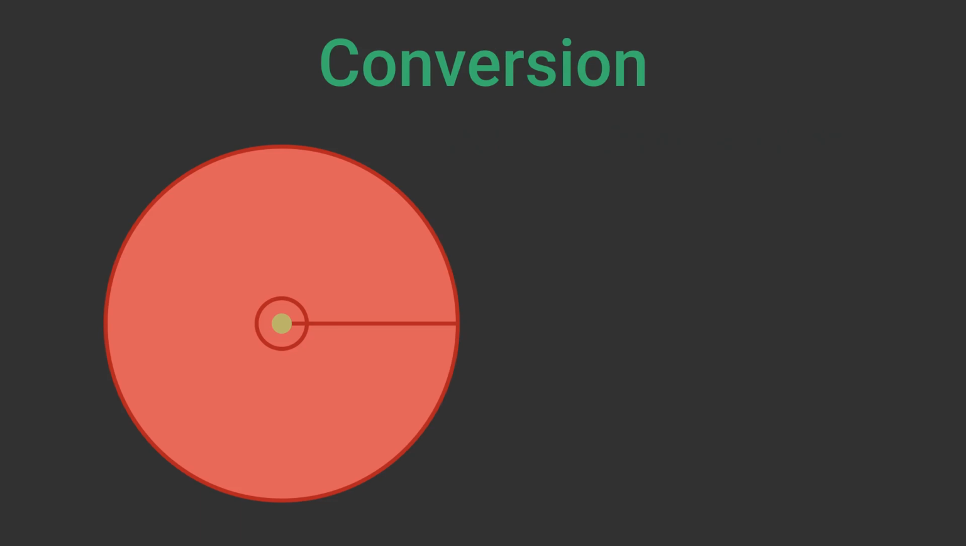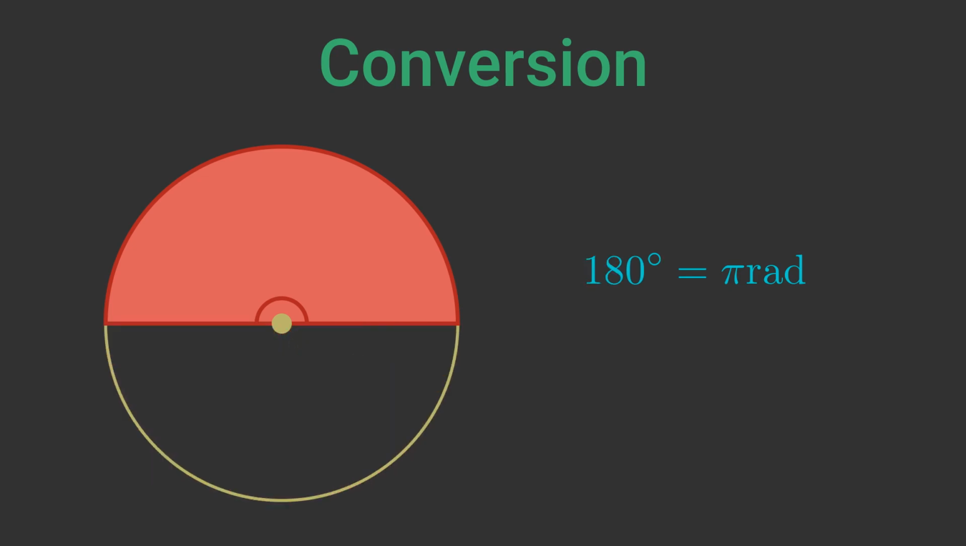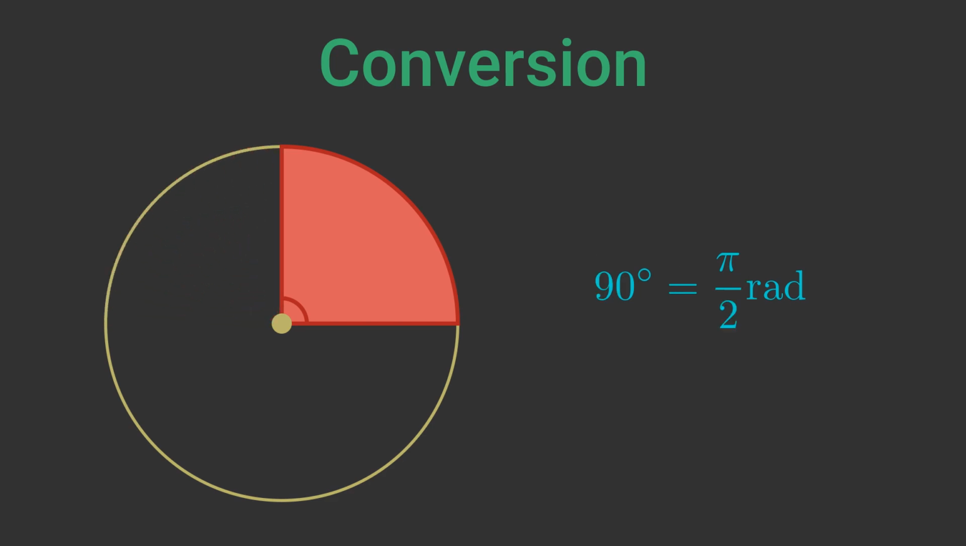It is useful to know the radian equivalents of some common angles. We know that a circle of 360 degrees is 2 pi radians. This means that the angle on a straight line, 180 degrees, is pi radians. A right angle is pi divided by 2 radians. 60 degrees is pi by 3 radians. 45 degrees is pi by 4 radians. 30 degrees is pi by 6 radians.